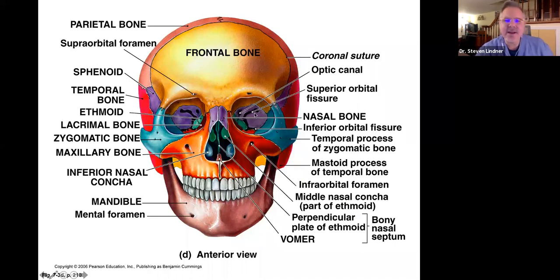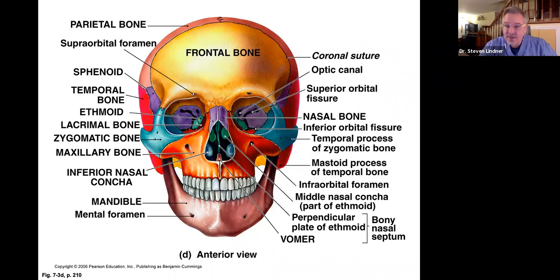And we see that there is an elongated opening here. It's not a foramen like this. This is called a fissure. There is a superior orbital fissure, and there is also an inferior orbital fissure. And then there's another hole here called the optic canal. You're going to have nerves and vessels that penetrate through the superior orbital fissure, inferior orbital fissure, and the optic canal. There are going to be cranial nerves that travel through.